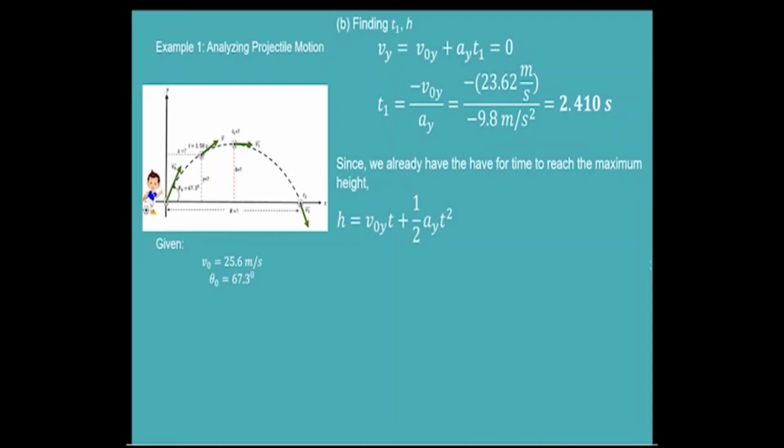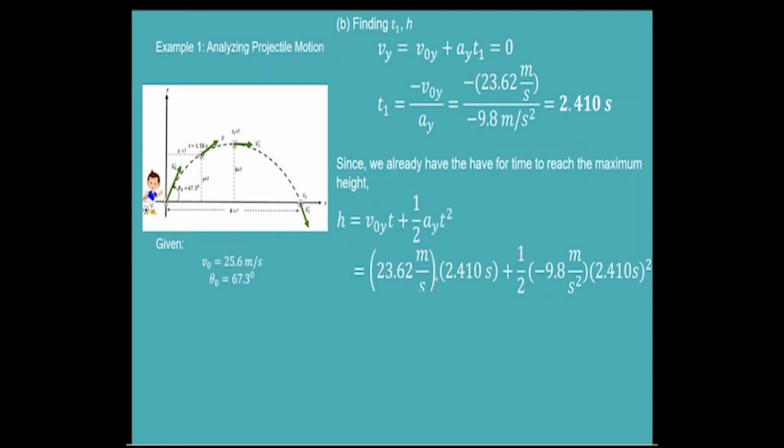Since we already have the time to reach the maximum height, let's use the formula for maximum height, which is equal to v0y t plus 1/2 ay t². So let's substitute the values. 23.62 meters per second times 2.410 seconds plus 1/2 times negative 9.8 meters per second squared times 2.410 seconds raised to the power of 2. Okay, now let's simplify it term by term.